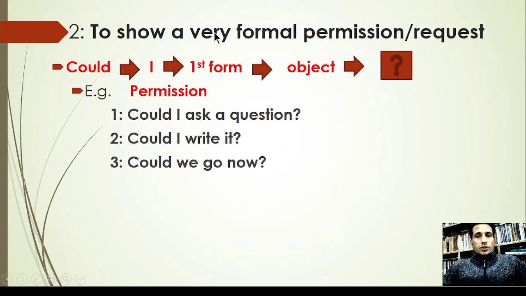Now the second function of could is that it shows a very formal permission or request. So when we want to make it very formal, we use could. For permission we use could followed by I, then first form, and then object, and at the end we have a question mark. For example, could I ask a question? We can also say may I ask a question, but may is less formal, while could I ask a question is more formal. Could I write it? Could we go now? Could I drink water? Could I go to washroom? Etc. So that is how we make a very polite and very formal permission.